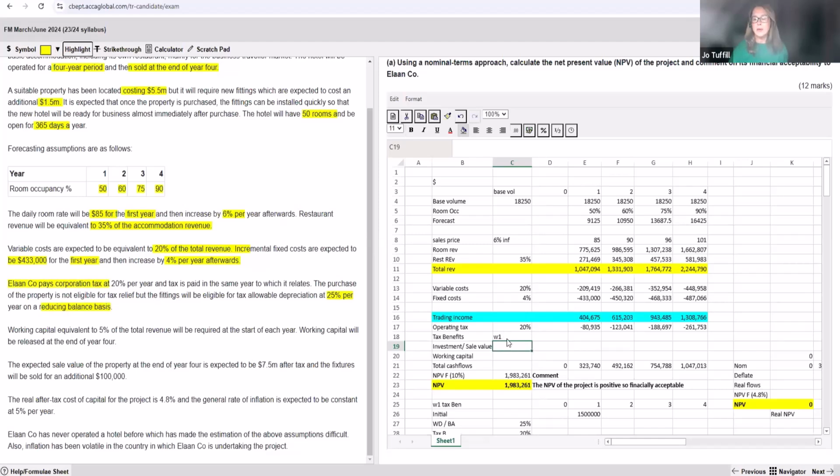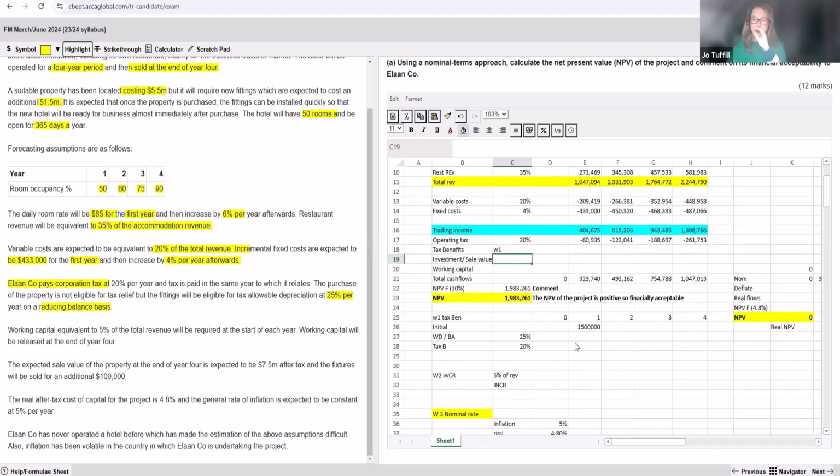Okay, so then we go down to the tax benefits. Now, there's various ways of doing these tax benefits, but if you're doing it in an Excel spreadsheet, this is quite a quick way of doing it, just so you can see. It's a reducing balance basis. It's not on the 5.5, it's on the 1.5 million. So I put 1.5 million in there, which is the initial.